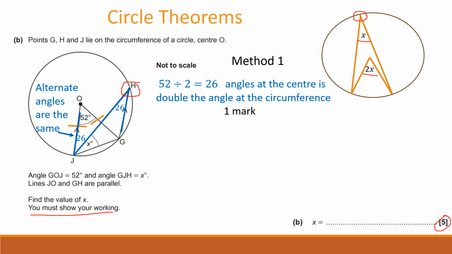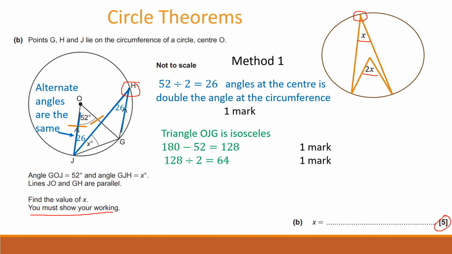Now here I've got an isosceles triangle. The triangle OJG is an isosceles triangle, which means the length OJ is a radius and the length OG is a radius, and these two are exactly the same. Now, angles in a triangle add up to 180. So if I do 180 take away 52, that gives me 128. If I halve that, I get 64, which is the angles at the bottom. So the one on the right-hand side is 64, and also the angle OJG is 64.